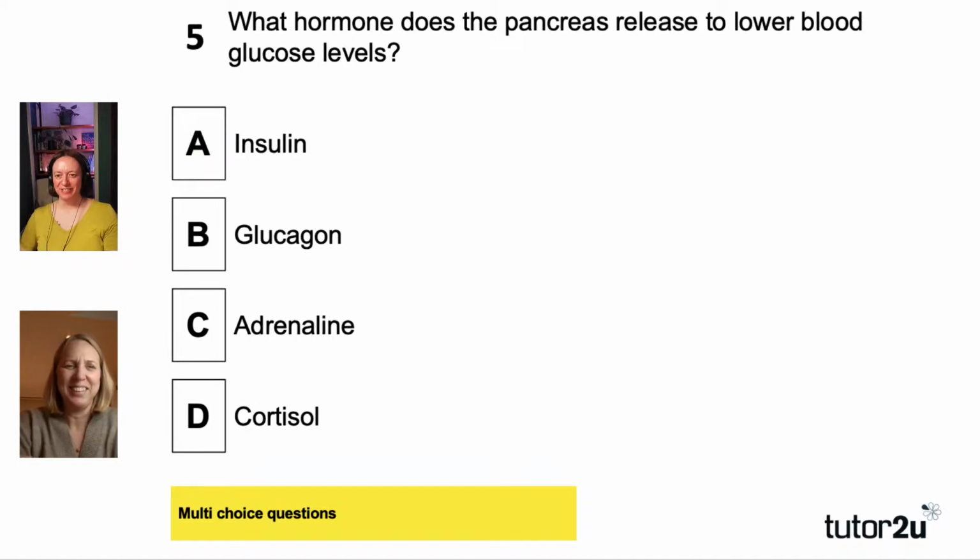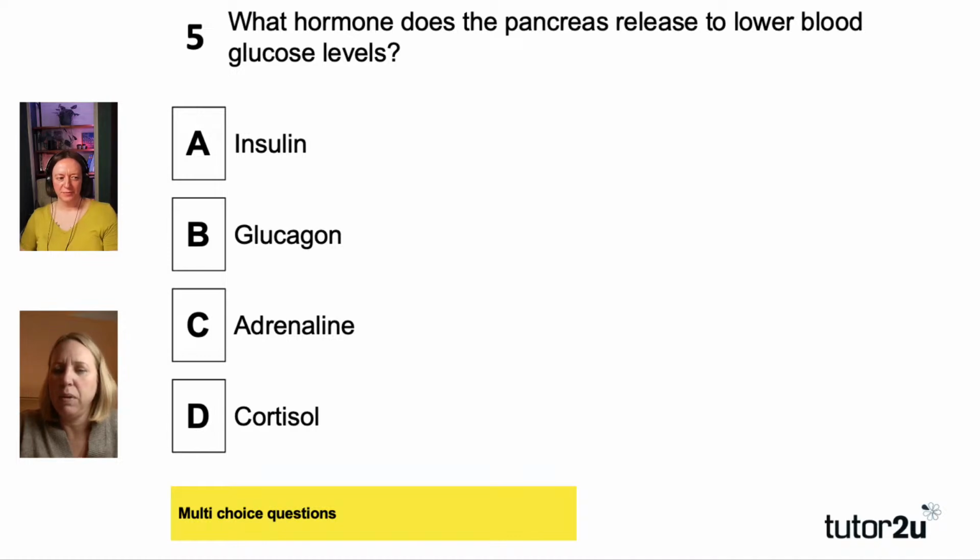Okay, number 5. What hormone does the pancreas release to lower blood glucose levels? Is it insulin, glycogen, adrenaline, or cortisol? Which one of those do you think the pancreas releases?